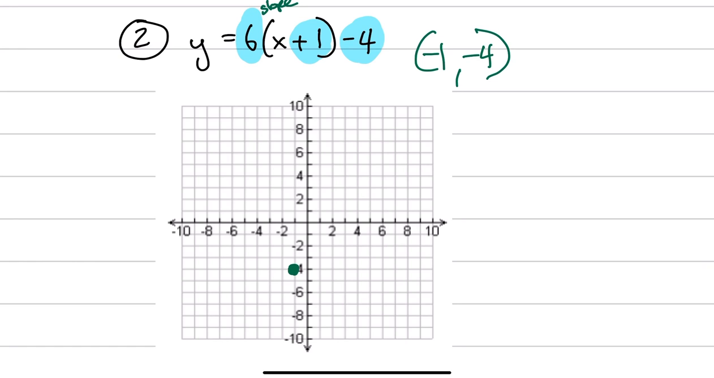Now I'm going to go in our slope. So it says it's 6, but we know that we're going to make that over 1 for our slope. So I'm going to start at the point that we put down. I'm going to go up 6, 1, 2, 3, 4, 5, 6, over 1, right here. Okay. Then I'm going to keep going because I still have room. So I'm going to start at the last point I put down, go up 6, 1, 2, 3, 4, 5, 6, over 1 right here.